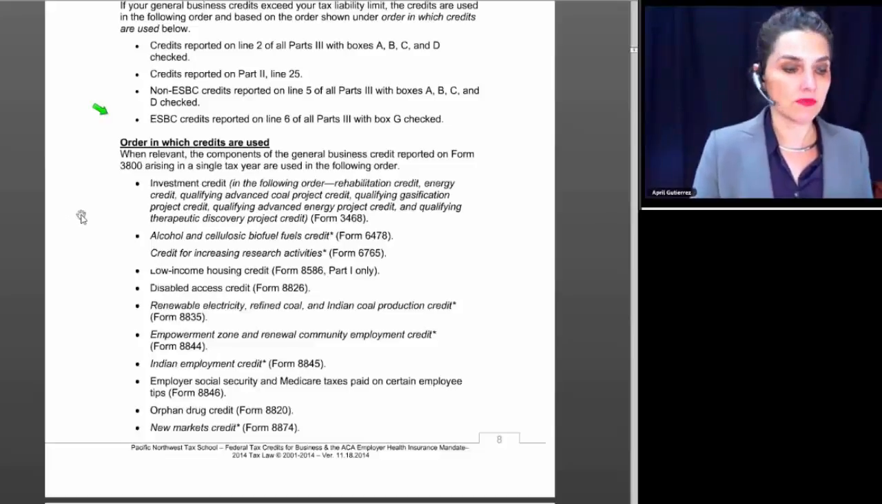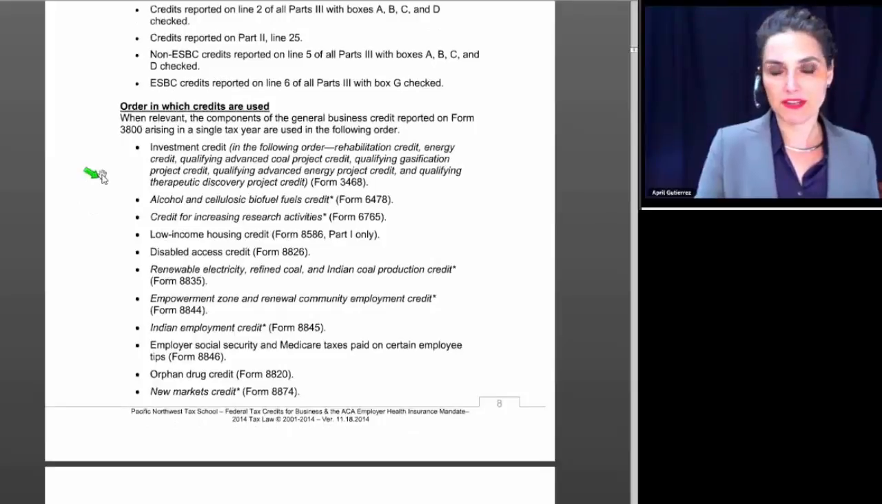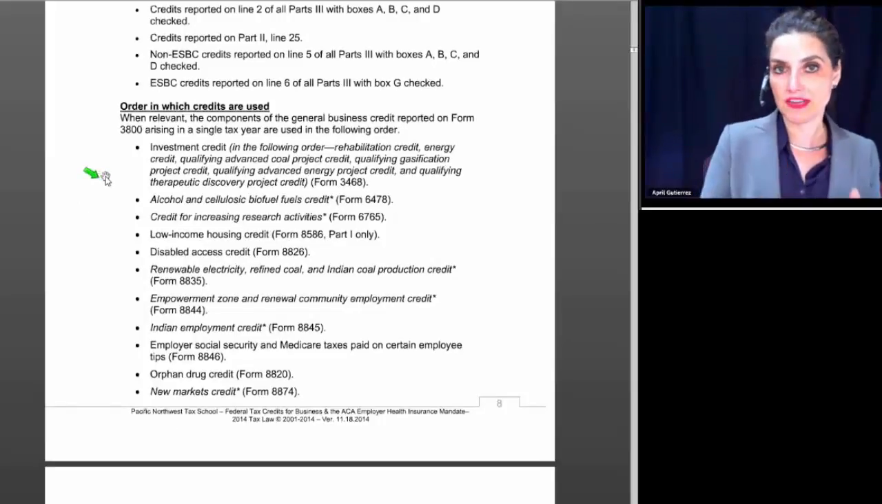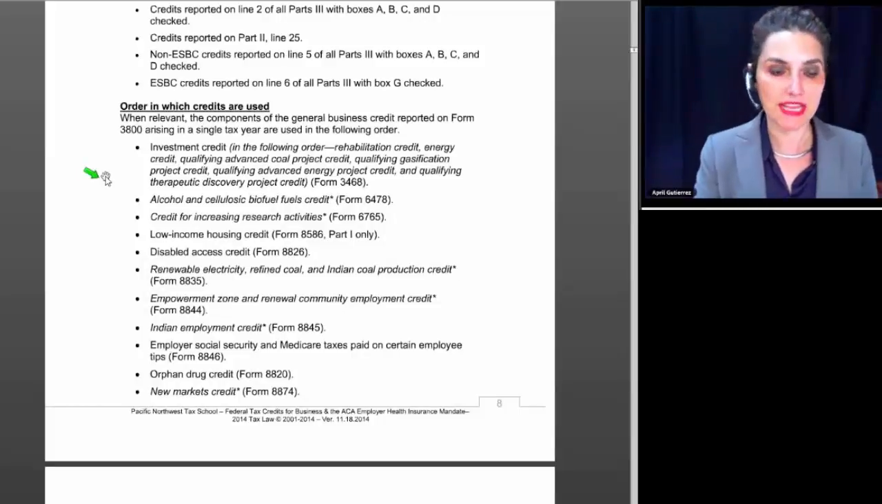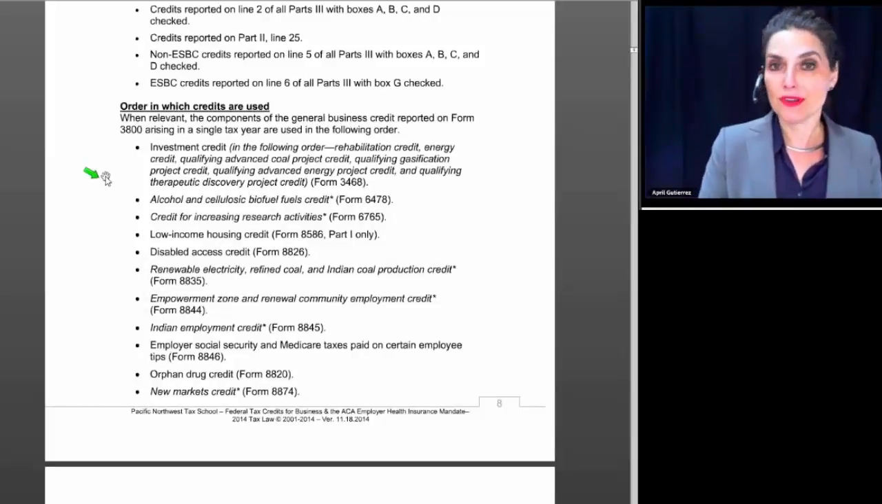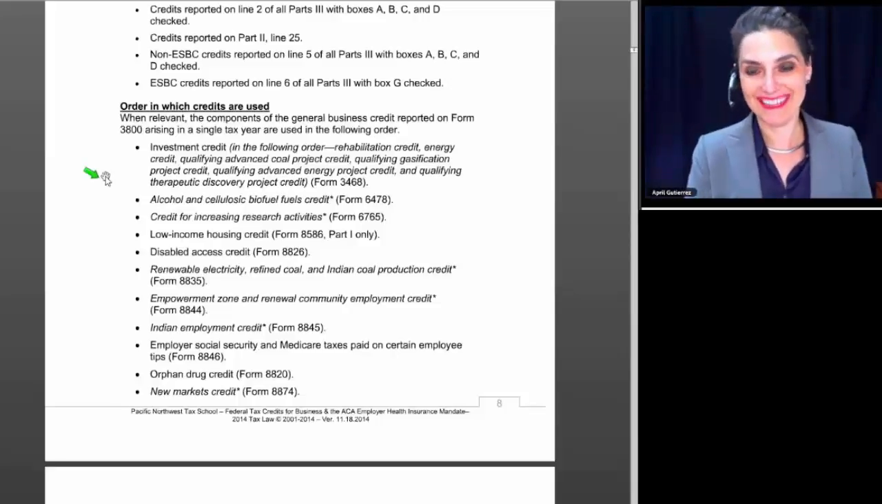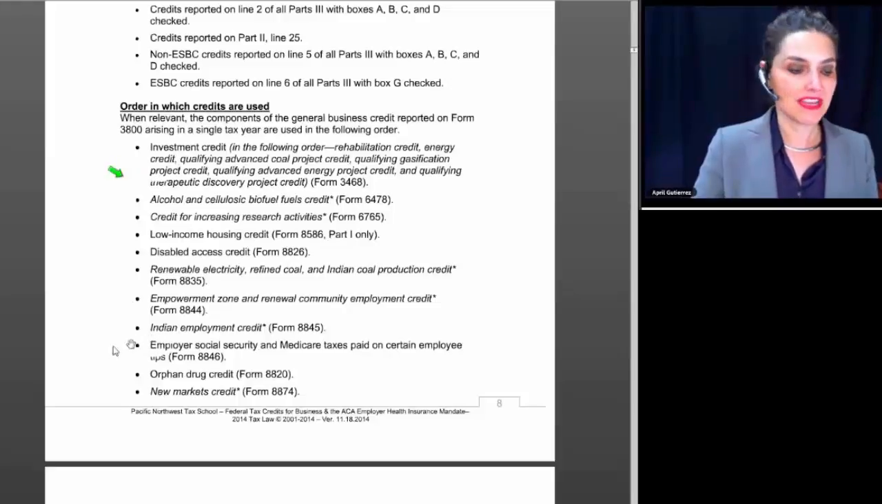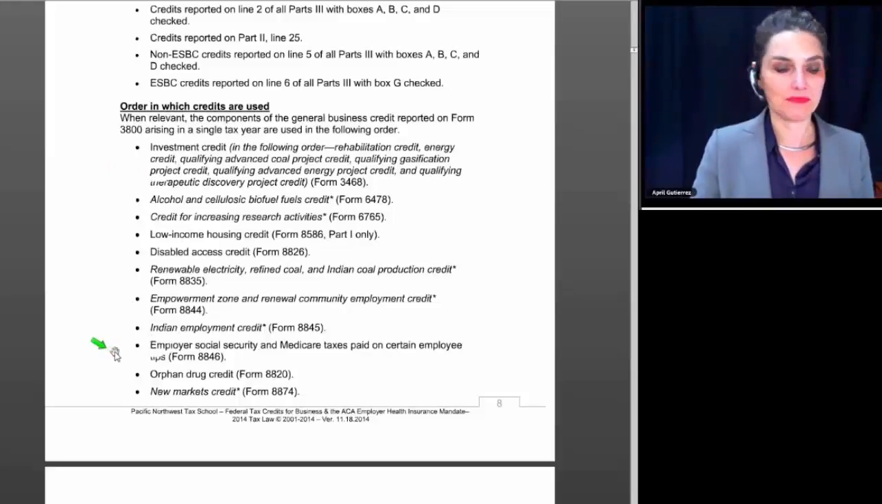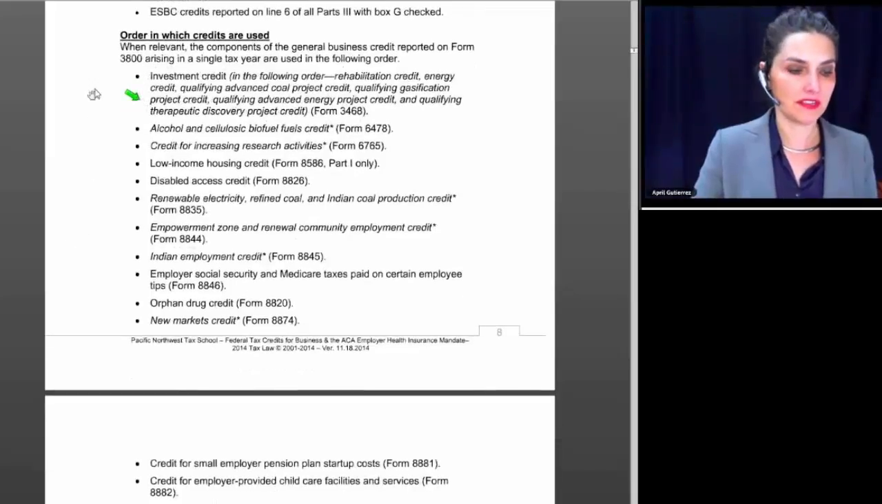Beyond that, there's also an order in which the credits themselves are used, and this is where I come back to where if you look at the Form 3800 and you look at Part 3 and you see the order in which the credits are listed on the back of that form, kind of, sort of, that's the order in which the credits are used up, but not entirely. There is not an exact correlation. There's almost a correlation, but some of the credits, the order in which they are used, differs slightly from the order in which they appear on the form. And so the order in which the credits are used actually is shown here in the manual.